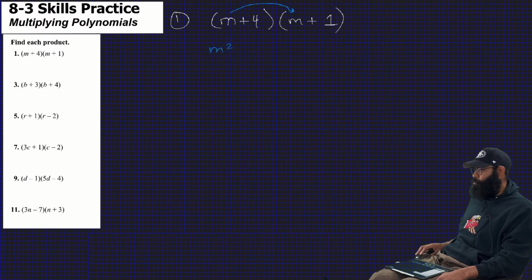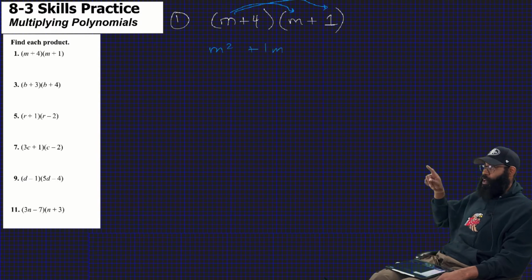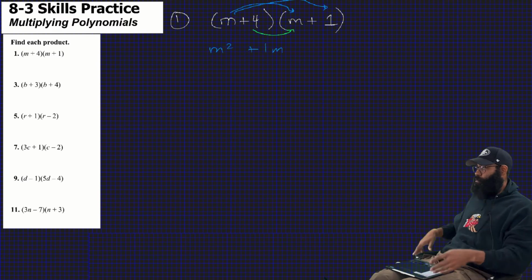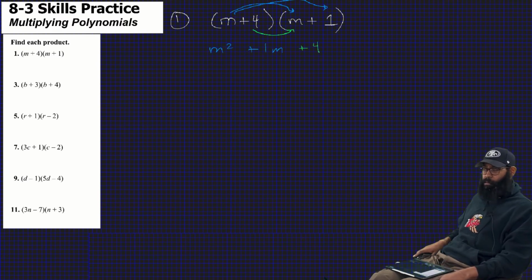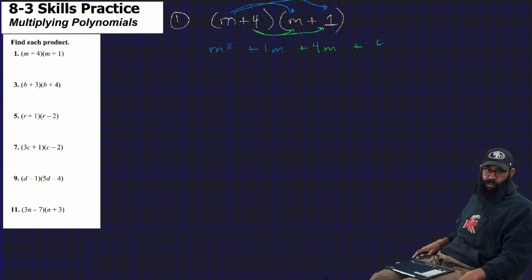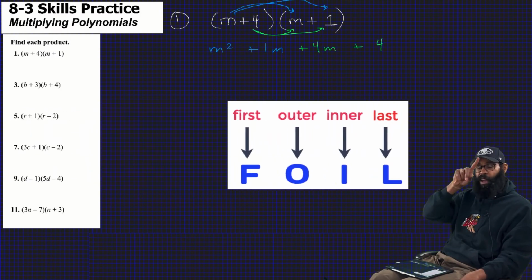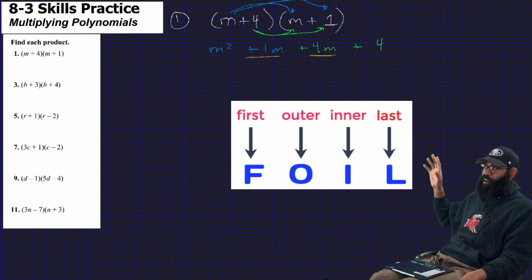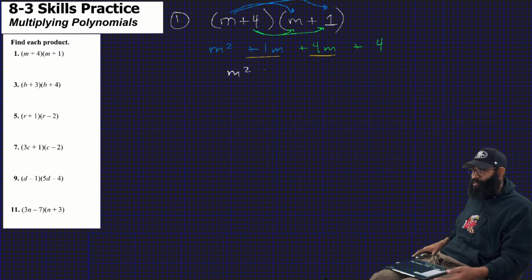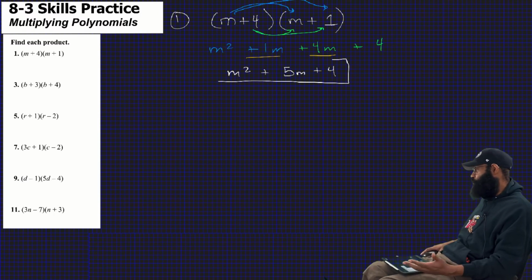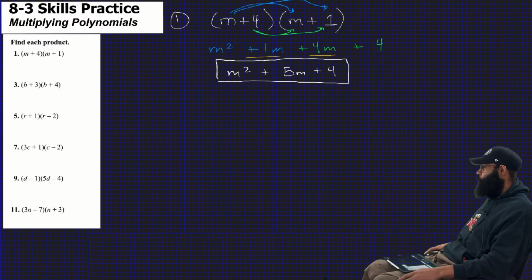First, m times m. Outside, the m times the 1, right? Inside, 4 times m, the two inside numbers. And last, the last two numbers, FOIL. You can even write the little F, the O, the I, the L. But you still have to collect like terms, and in this case, it'll be your middle terms. 1m and 4m, and therefore you got your 5m. So pretty straightforward, guys. And I won't always use that FOIL method.